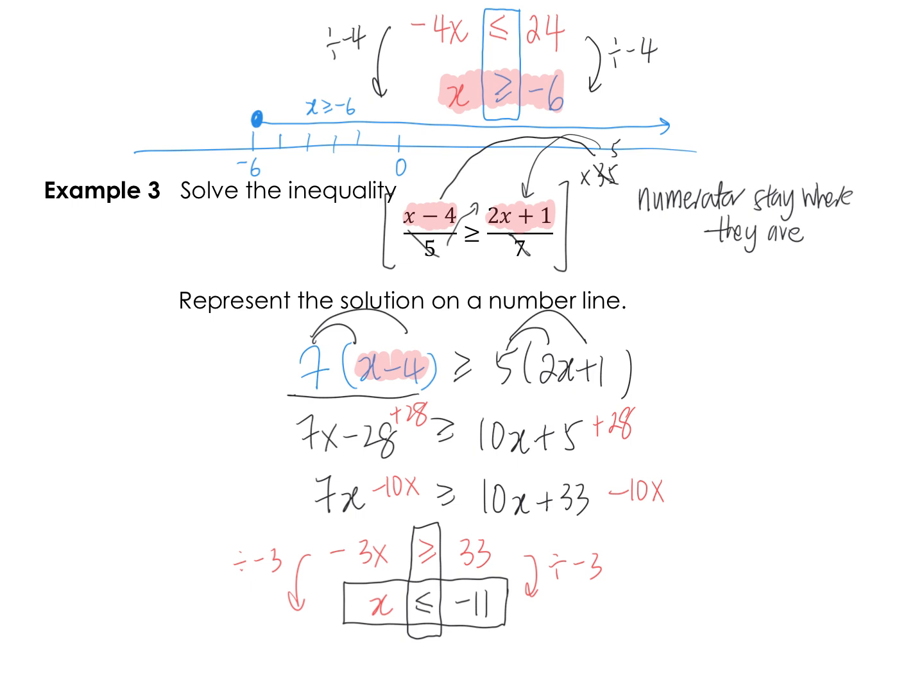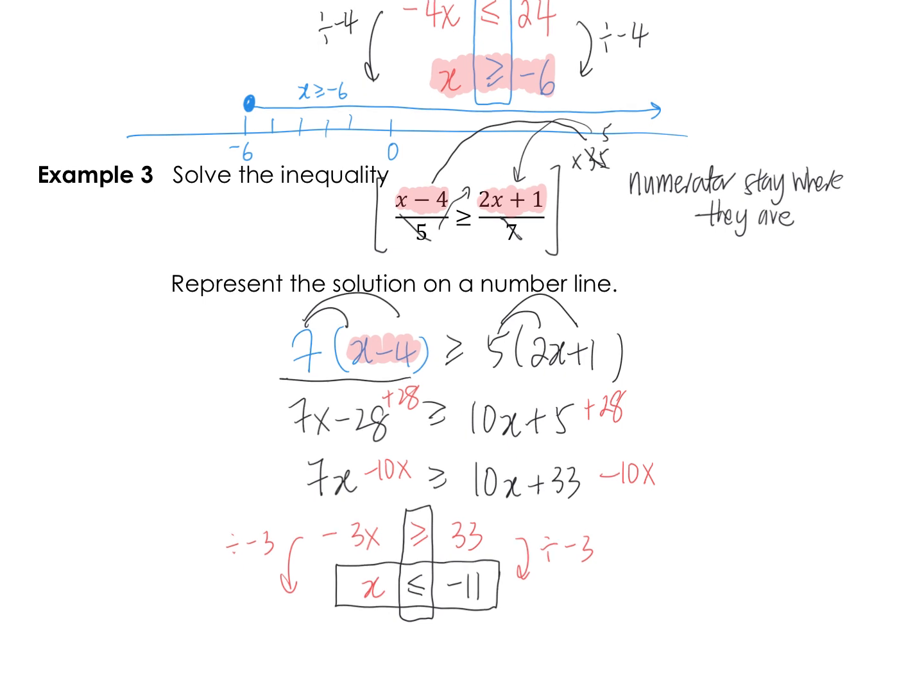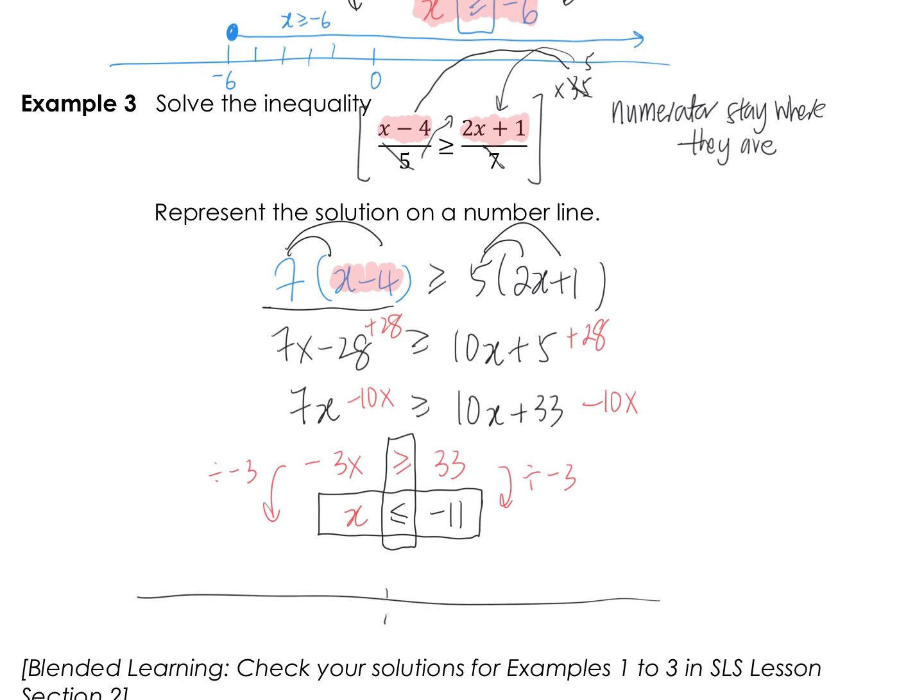Okay, so try to make sure when you cross multiply, your numerator stays where they are. Then number line, 0, negative 11. Shaded circle because there's an equal sign, goes this direction. Okay, the good thing about keeping the x here is the arrow points in the direction that you want. But if you shift the x to where it will be positive, then you need to reverse it.